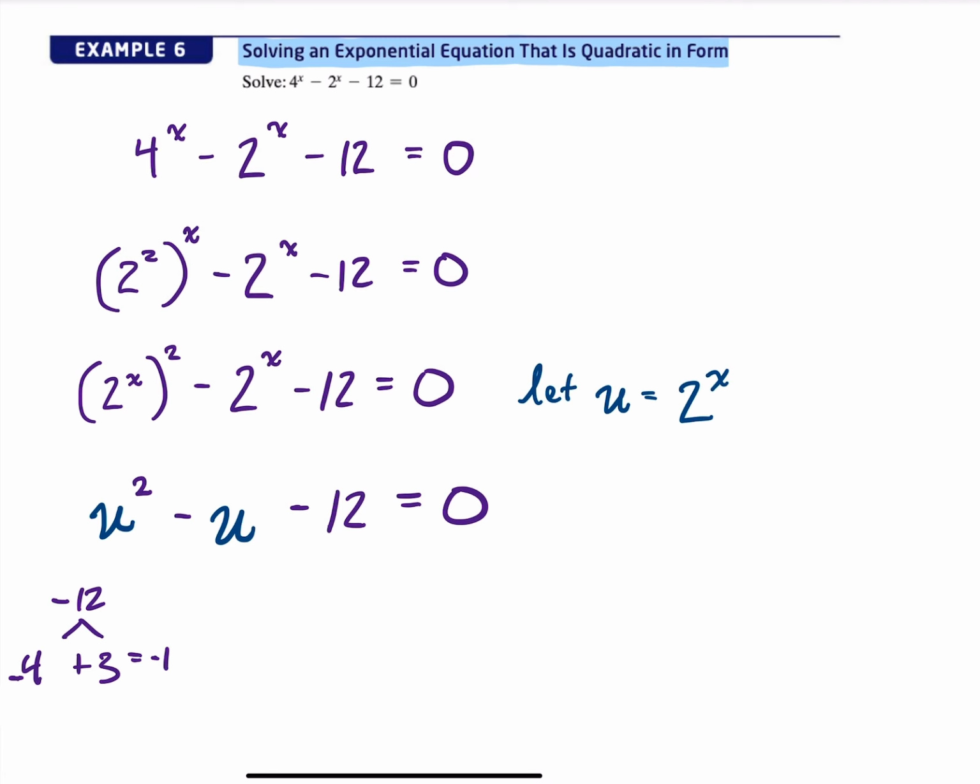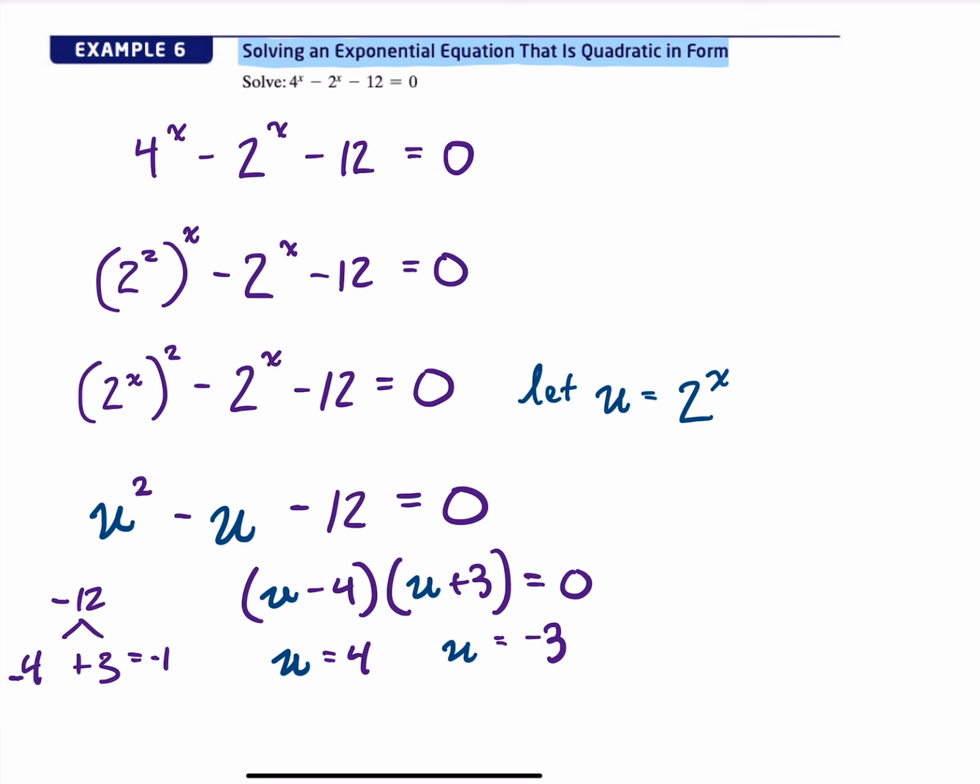So that means this can be factored into u minus 4 times u plus 3 equal to 0. And if we set these separately equal to 0, I would get that u equals positive 4 and u equals negative 3.